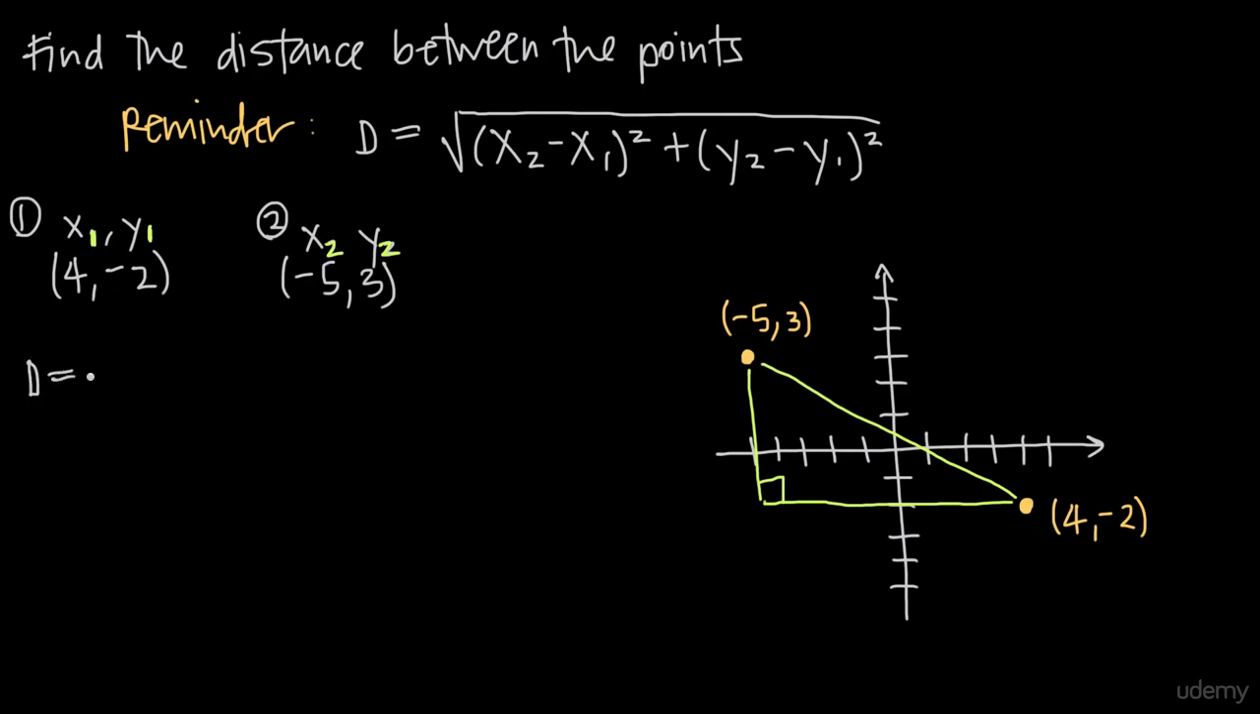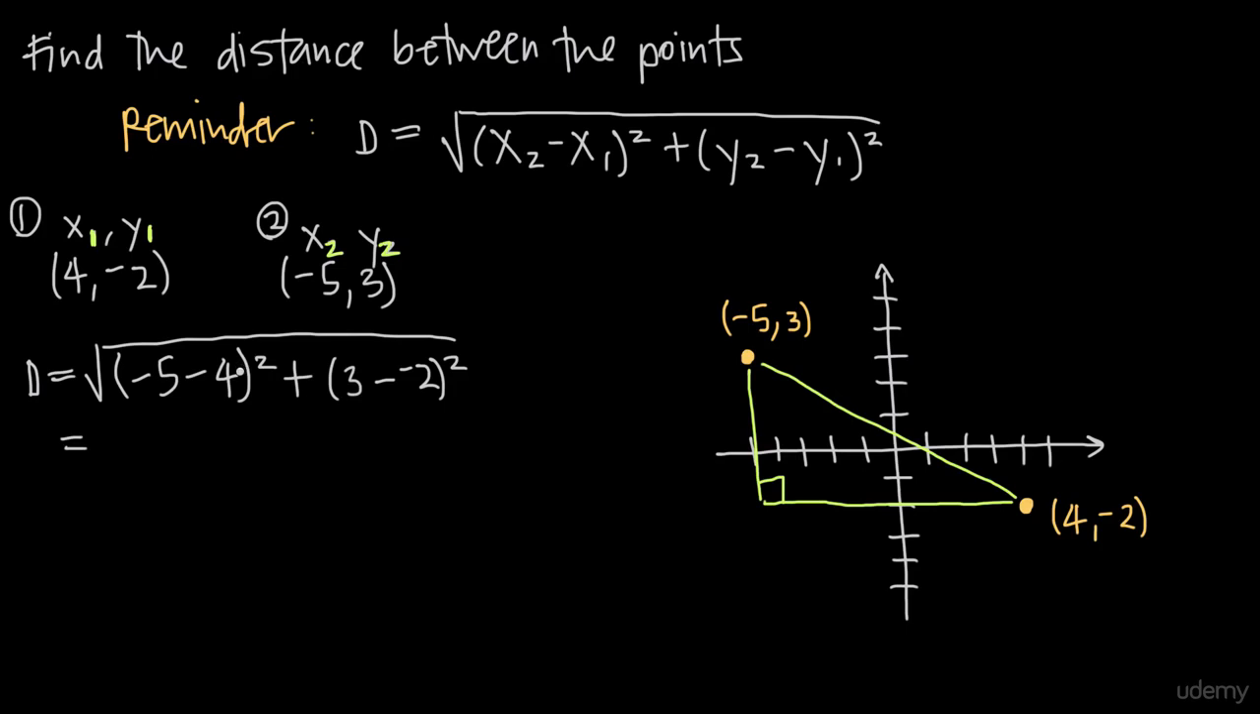So d is going to be equal to the square root of the quantity x sub 2, which we know is -5, minus x sub 1, which we know is 4, squared, plus the quantity y sub 2, 3, minus y sub 1, so minus a -2, and we square that, and this is all under our square root sign. And now we're just going to simplify.